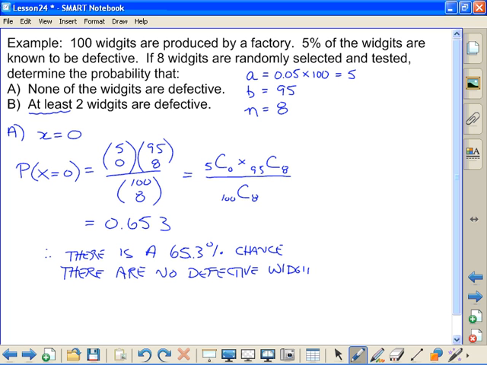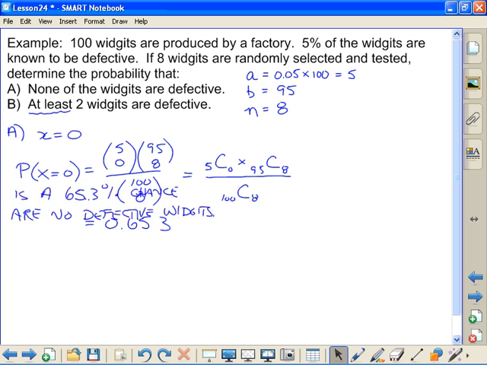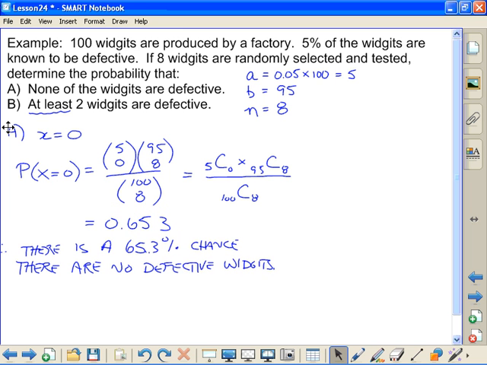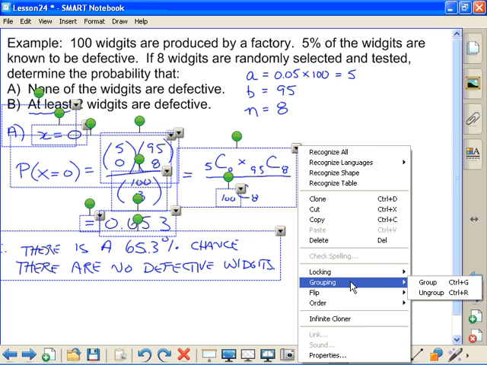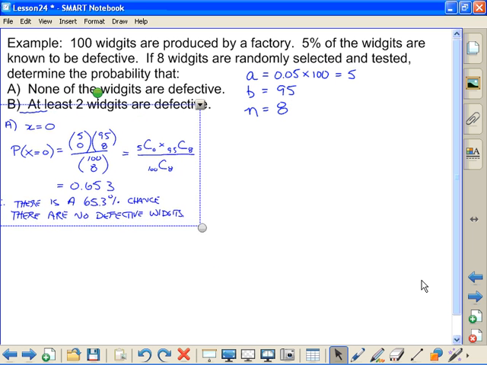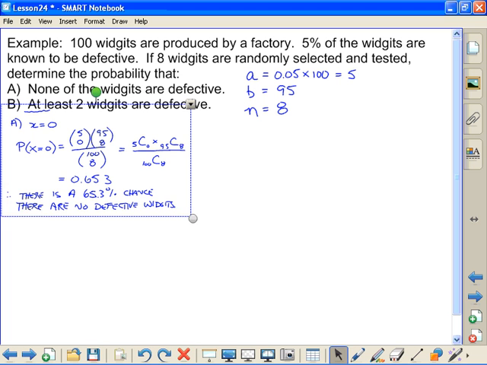All right, so straight calculation, how many are defective? In this case, we're hoping for none. And we find that there's a 65% chance that out of those 100 selected, and 8 from that group of 100, they are, in fact, in good working order.